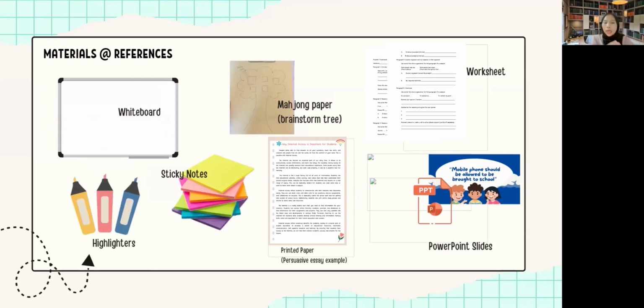Right, so these are the materials that will be used for the lesson. We have a whiteboard, highlighters, sticky notes, and marker paper for brainstorming. As you can see on the slide, it's just a drawing on an A4 paper because I just want to show how it will look. During the actual class activity, of course, I'll be using manila paper so that the tree is bigger for the students to paste the sticky notes. Then we have a printed persuasive essay example that will be given to the pairs, a PowerPoint slide, and the last one is a worksheet.